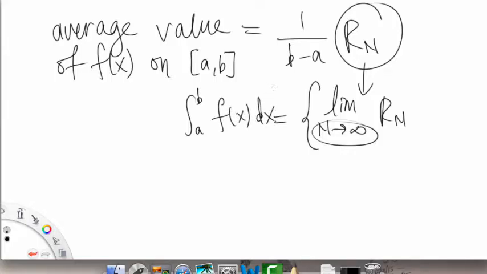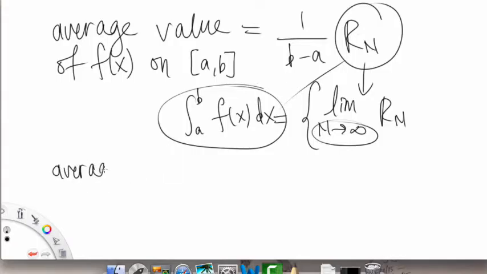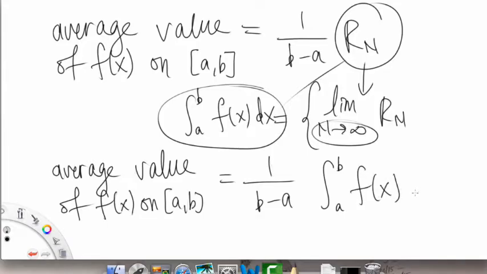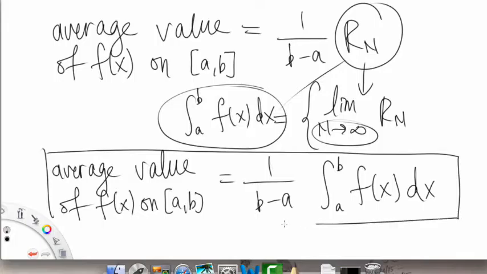Okay, so the way to rewrite this, if we're going to replace r sub n with this, then we're going to get that our average value of f of x on the interval a to b is basically going to be 1 over b minus a times the integral from a to b of f of x dx, okay? And that's basically the all-important formula that we need to remember for this section for average value, all right?